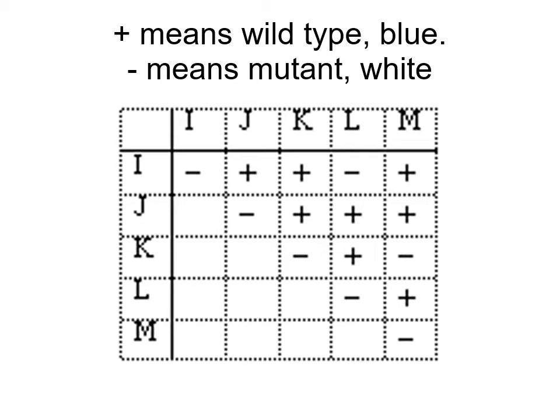So continuing through the table, looking for other minuses, we can see that K and M do not complement. There's a little minus in the square, which tells us that K and M have mutations in the same gene as each other. So I and L are one complementation group, K and M are a second complementation group, and J seems to complement everything, so J is different from the others. So these mutants have defined 3 genes for us: one defined by mutants I and L, one by K and M, and one by J.